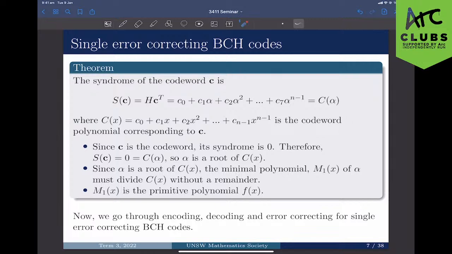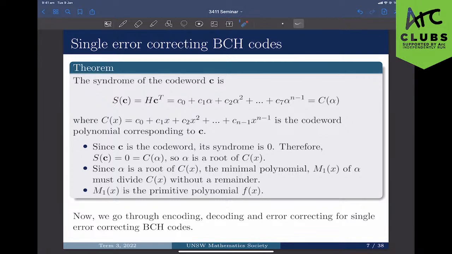So this means that alpha is a root of the code word polynomial C of x. Now, since alpha is a root of C of x and alpha is primitive, the minimal polynomial m1 of x of alpha divides C of x, and m1 of x is the primitive polynomial f of x, because alpha is a root of m1 of x, so that means m1 of x is primitive.